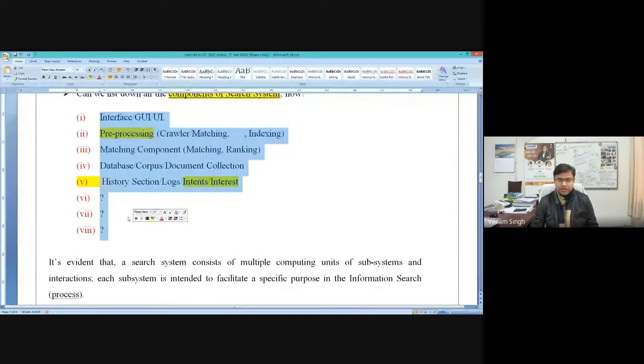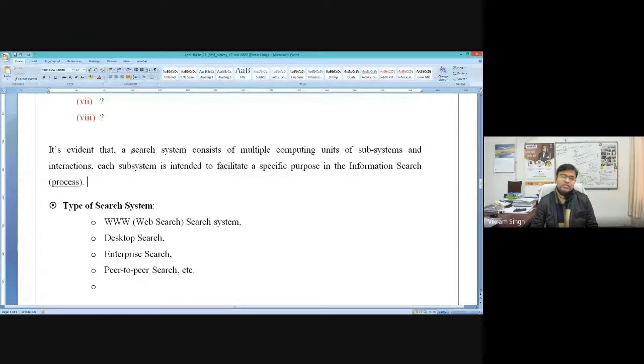So let's understand. That's why it is written like this: it is evident that a search system consists of multiple computing units, such subsystems, and interactions. Interaction is there because each and every component will be interacting with each other for some sort of task, some sort of data exchange or data flow, you can say. Each subsystem is intended to facilitate a specific purpose or a specific objective, right? In the information search, or maybe sometimes it is a data search also.